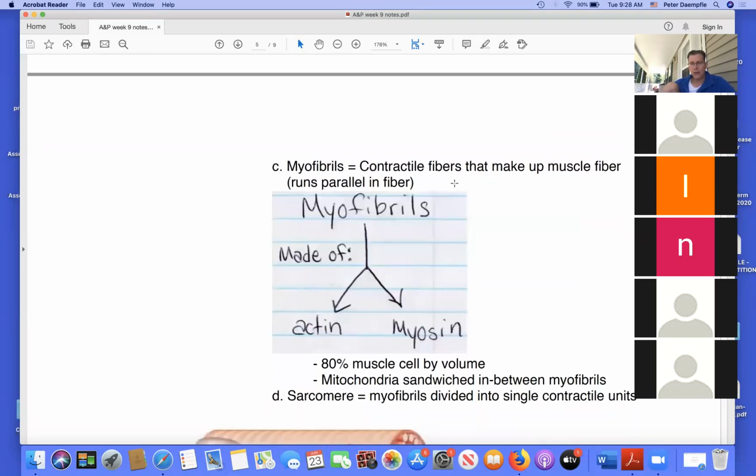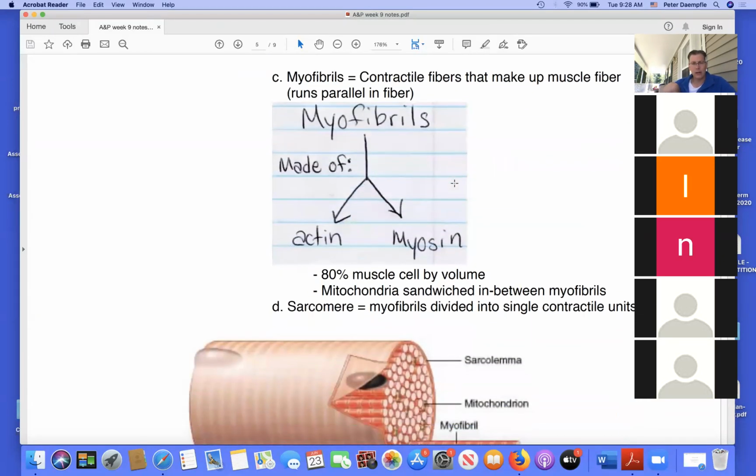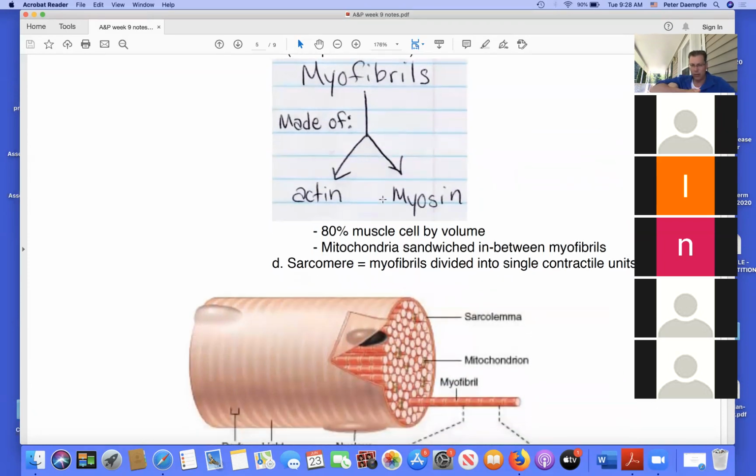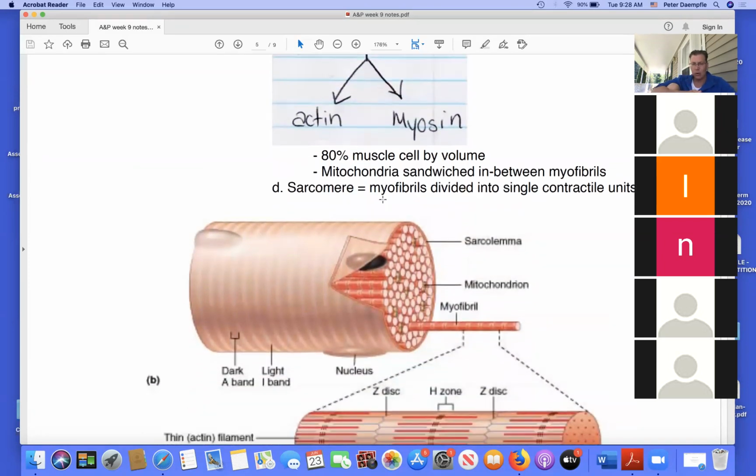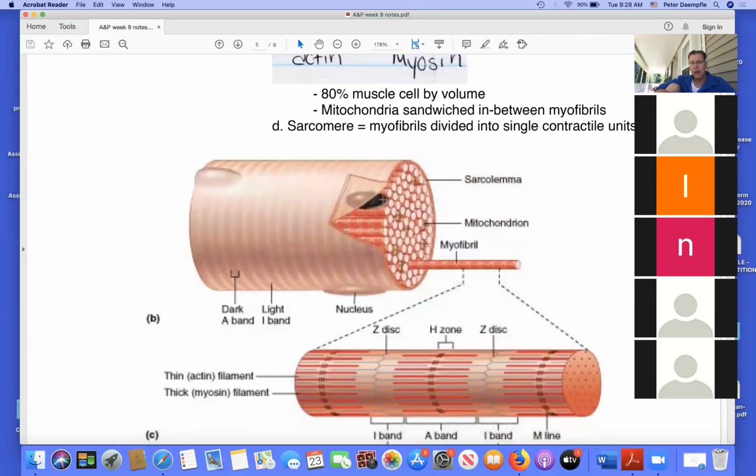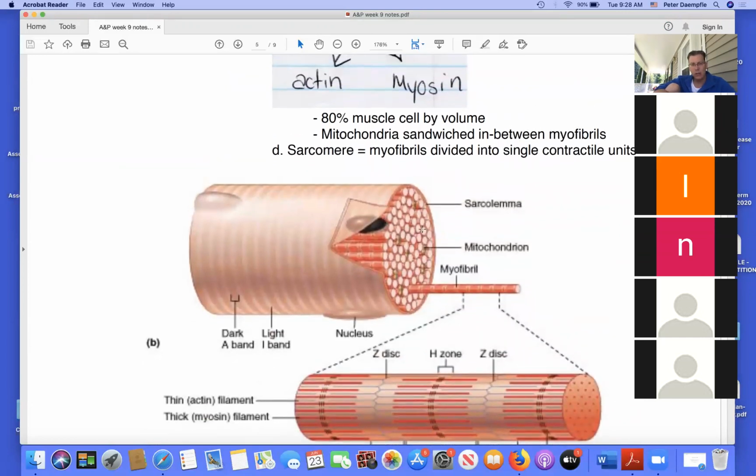Now let's look at myofibrils. Myofibrils are just the actual protein of the muscle. And there's two, again, I'm going to repeat the two words that you have to know for protein. Actin and myosin are the two proteins that make up the muscle. And 80% of the muscle by volume is actin and myosin protein. And the mitochondria, as you can see, are sandwiched in between.